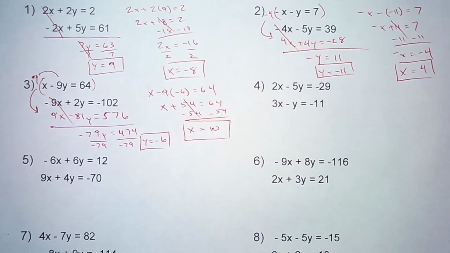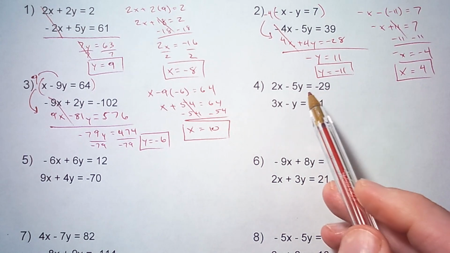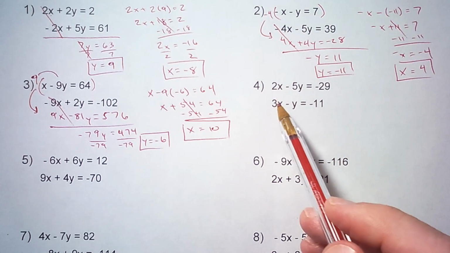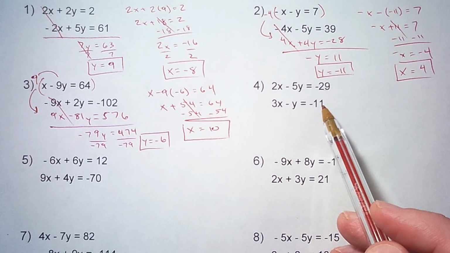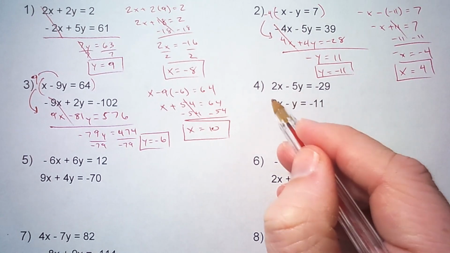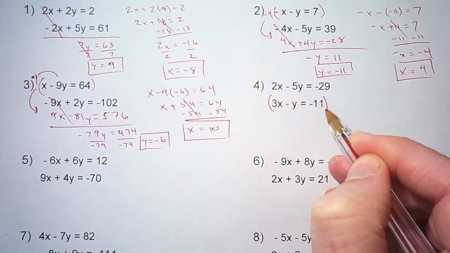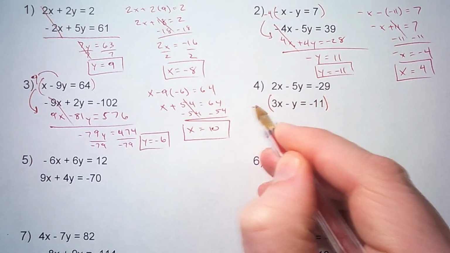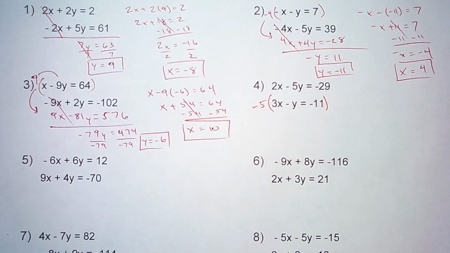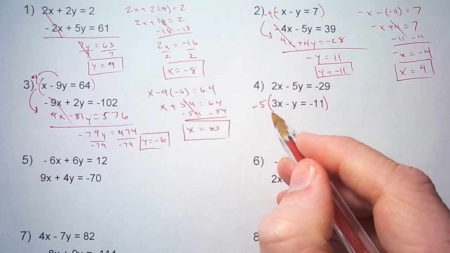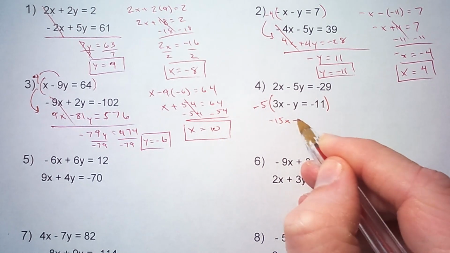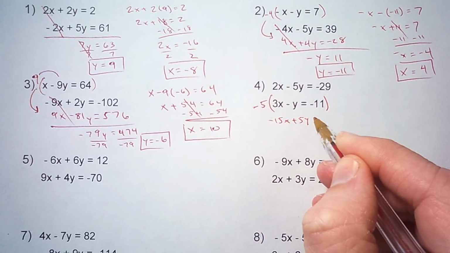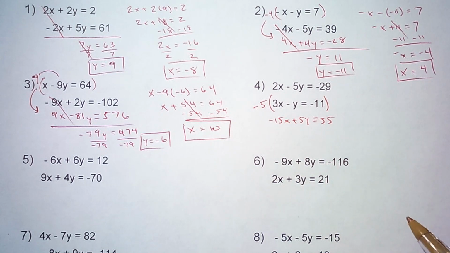Number 4, I have a couple different options. I could eliminate these x's by multiplying, say, the top by 3 and the bottom by -2, or I could multiply this one down here, and this is what I'm going to choose to do, is multiply this by -5, and that will eliminate the y's. So I'll rewrite that right underneath, so I have -15x plus 5y equals 55.